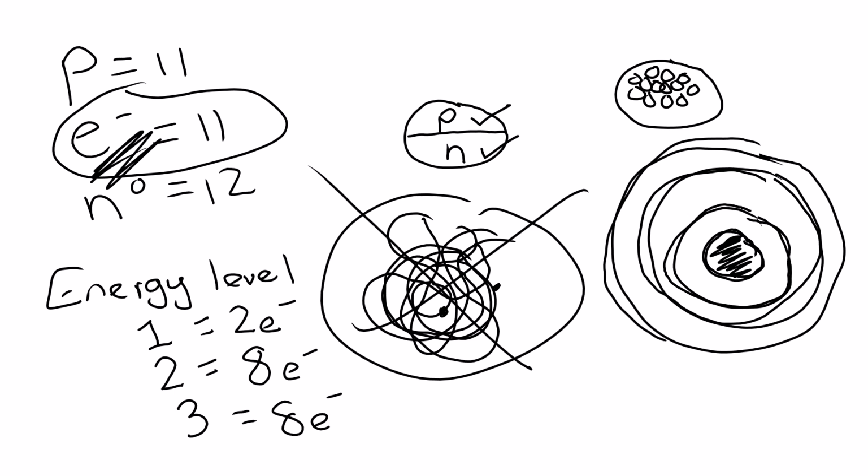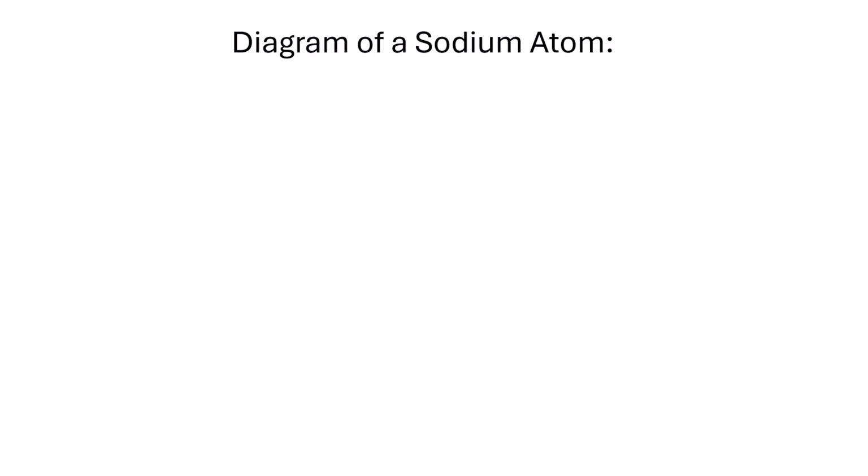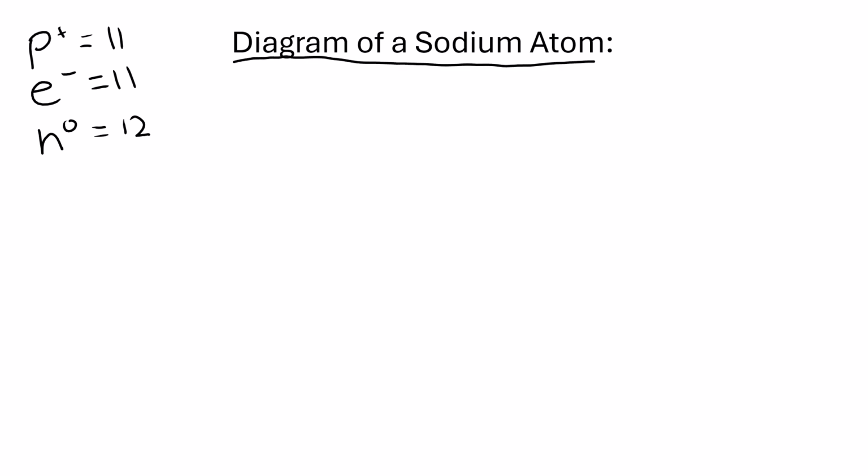Okay, so let's start. Let's do this one. So diagram of sodium. We know that sodium's protons is equal to 11. We know its electrons is equal to 11, and we know its neutrons is equal to 12. We know energy level 1 can only have 2, energy level 2 can only have 8 electrons, and energy level 3 can only have 8 electrons. First thing we're going to do, remember, we have a heading. Heading underlined in pen with a blue pen, print, okay? Heading, for me, I would generally give a mark for the heading, okay? Diagram of a sodium atom.